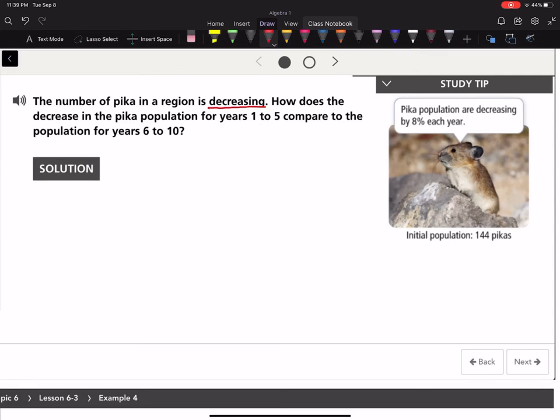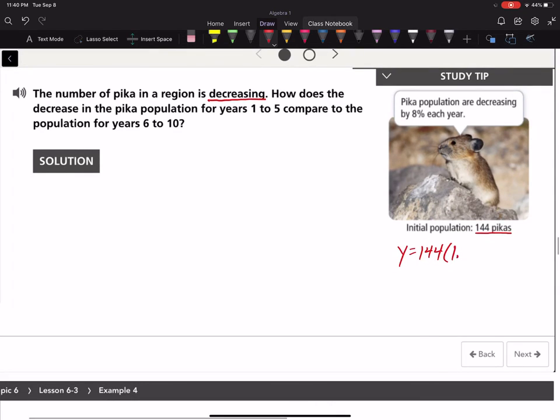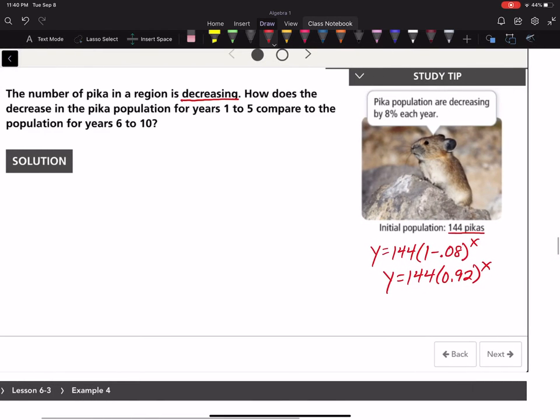So that's going to be y equals, we're starting out, our initial population is 144 pikas. It is decreasing by 8% each year, so that's 1 minus 0.08 to the x power. If you simplified that, that's 144 times 0.92 to the x power. Okay, that's my equation. They want to know, how does the decrease in population for years 1 to 5 compare to the population for years 6 to 10?